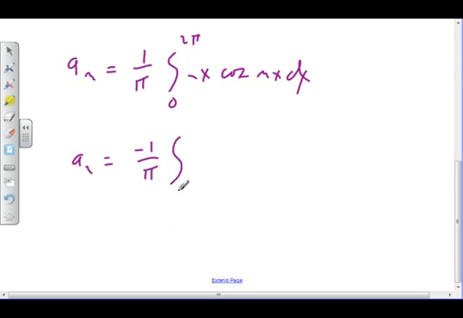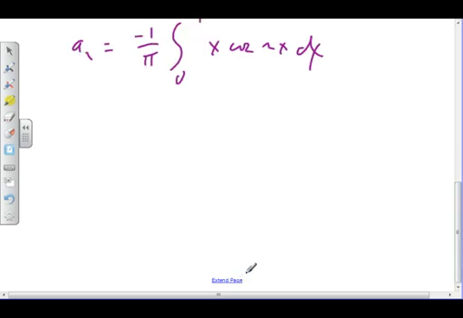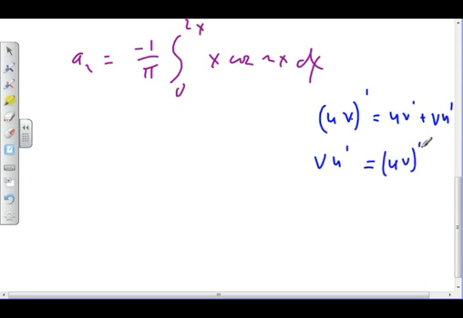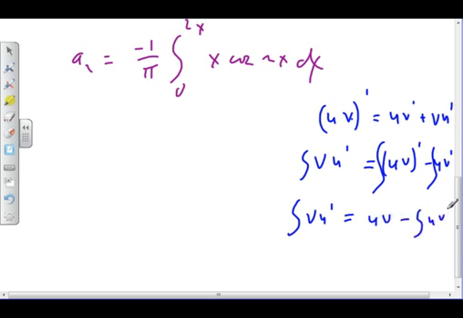I'm going to bring the minus sign out. Minus 1 over pi, integral 0 to 2 pi, x cosine nx. What we'll do is an integration by parts. If I take uv and take its derivative, I get uv prime plus vu prime. So vu prime equals the derivative of uv minus uv prime, and if I took the integral of everything, the integral of vu prime is equal to uv minus the integral of uv prime.